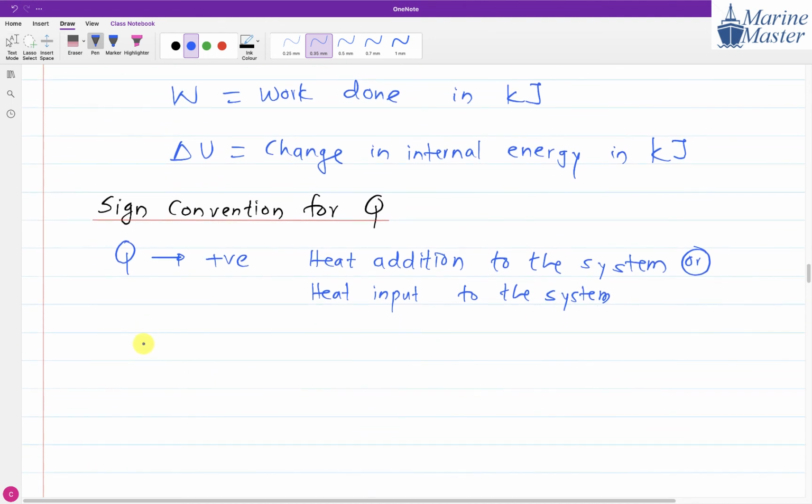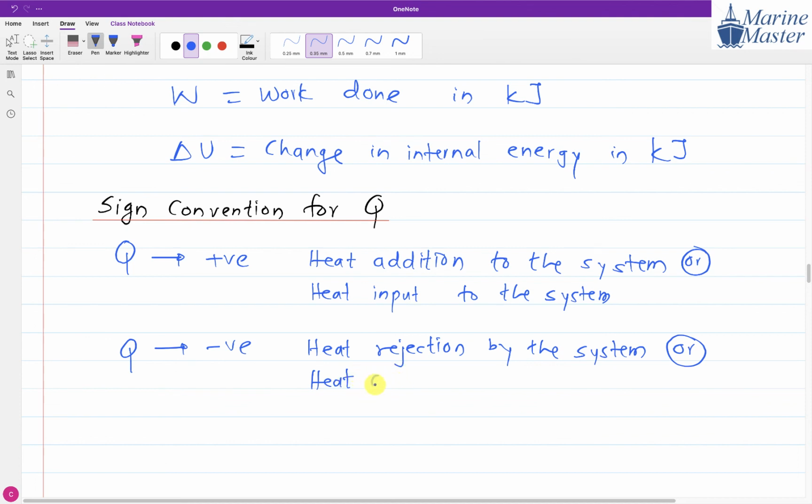If Q is negative, what will we say? It means heat is removed: heat rejection by the system, or heat rejection from the system. Heat rejection means heat is going out, so heat output from the system. Please write down this sign convention for Q.